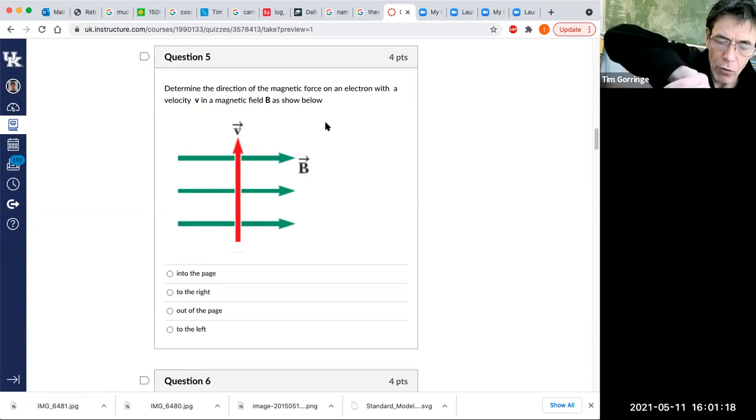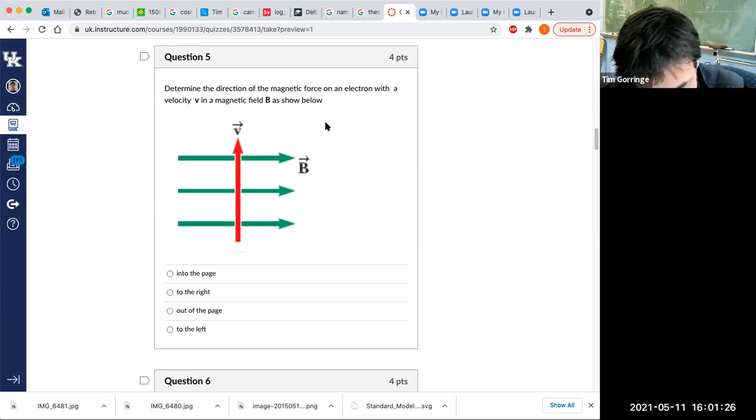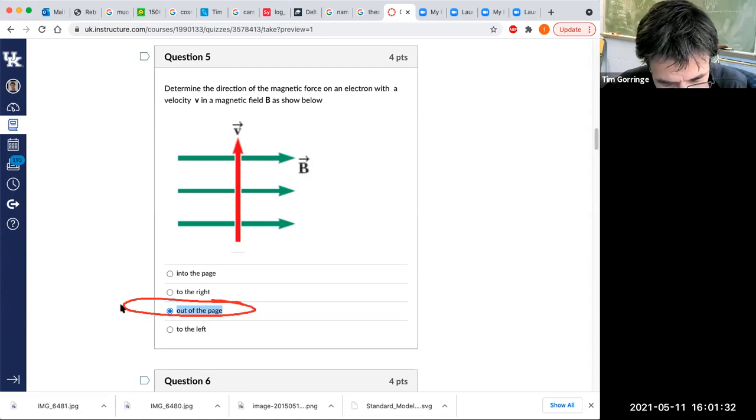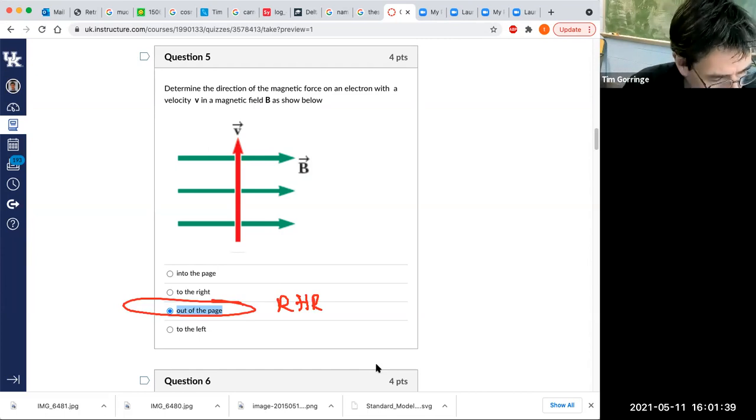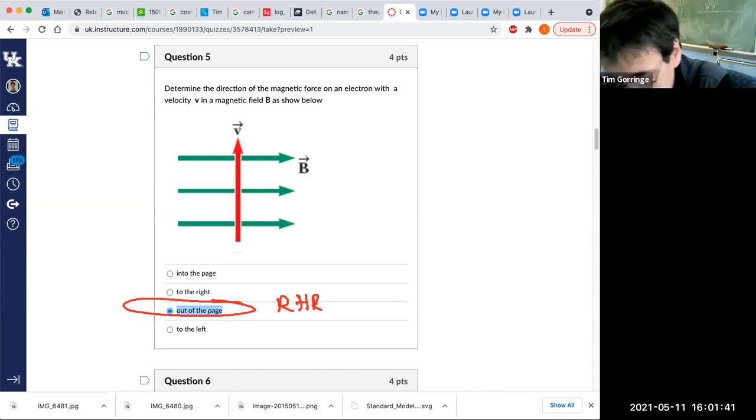That would be the force on a positive charge. But the electron's a negative charge. And so the electron experiences a force that's out of the page. And so the answer, this guy here, out of the page by right-hand rule, remembering that the electron is a negatively charged particle.